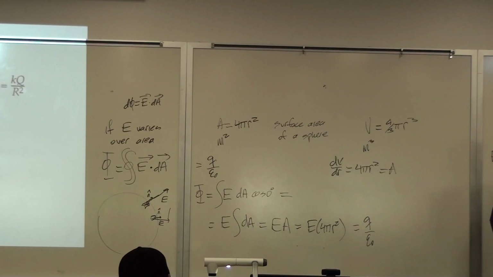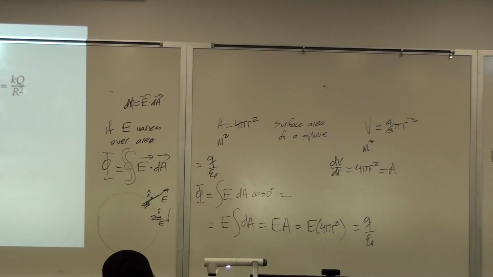That gives us 1/4 pi epsilon naught times q over r squared, which is k q over r squared. Remembering that 1/4 pi epsilon naught was our connecting link between the Coulomb constant and epsilon naught. So we just derived the electric field for a point charge from Gauss's law.